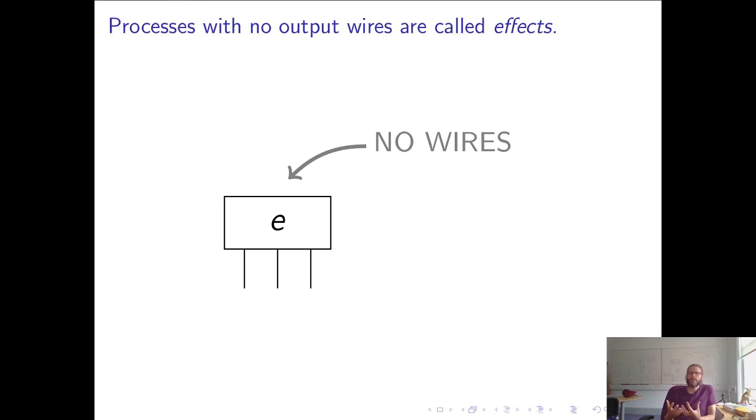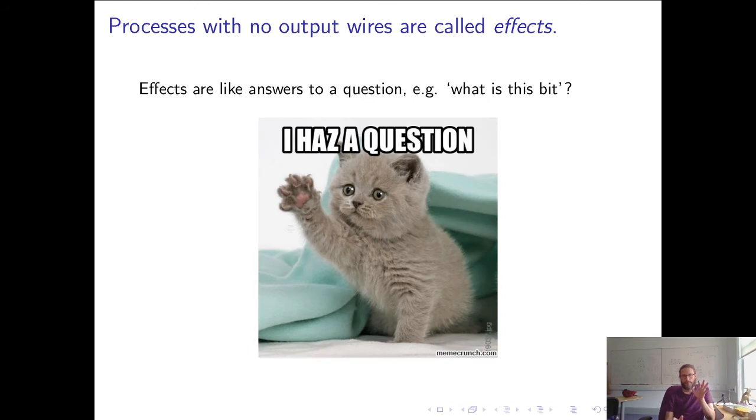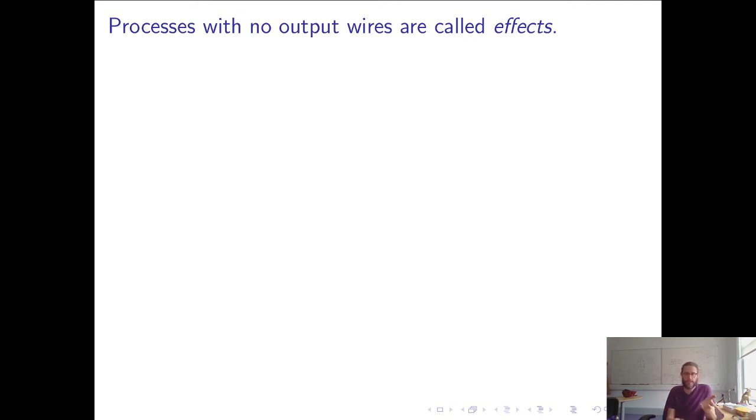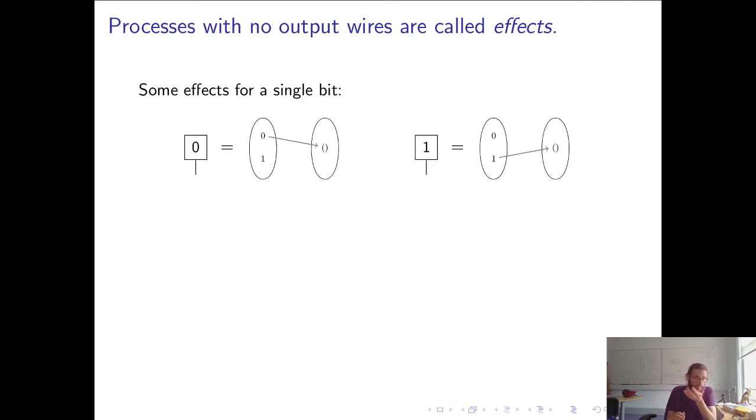Just like states are processes with no input wires, effects are processes with no output wires. Okay, so this is possibly a little bit more subtle than a state, but the way you should think about an effect is it's like an answer to a question. Like, if I ask the question, what is this bit, then there's at least two possible answers. Well, let's say two possible answers. The bit is 0 or the bit is 1. Okay, so these effects correspond to having observed the bit and getting that answer.